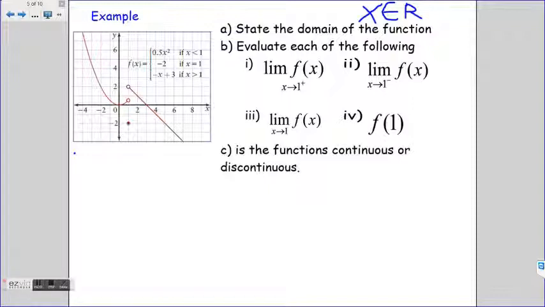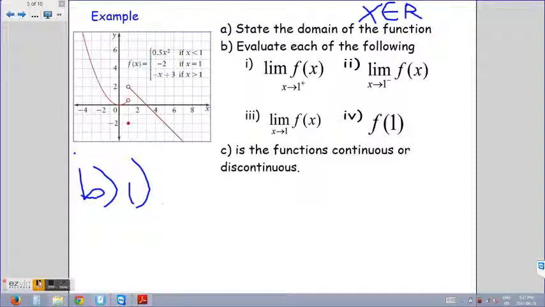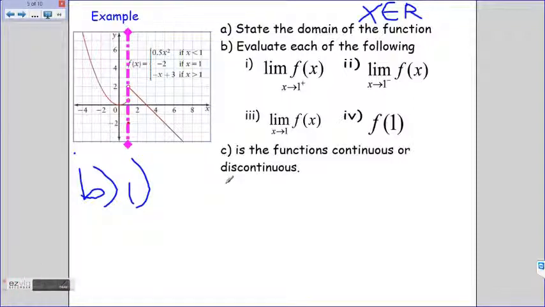Let's take a look at B, part I. The limit of f at x as x approaches 1 from the positive direction. So if we take a look, where is x? There it is right there. I've gone ahead and highlighted where x is equal to 1. From the right side, the graph of the function to the right of 1 is represented by a straight line. So it's going to be represented by this part of the piecewise function.